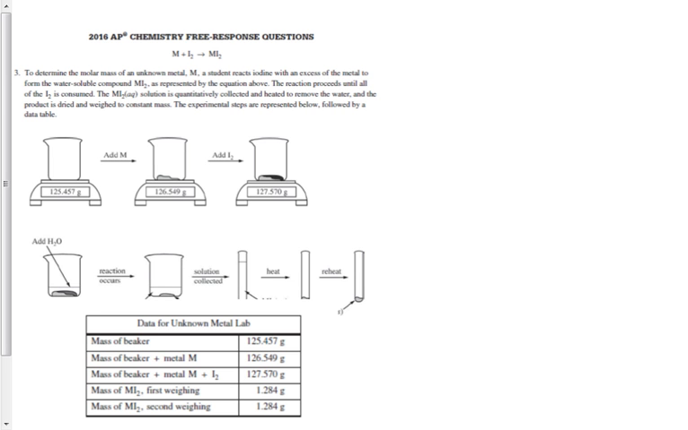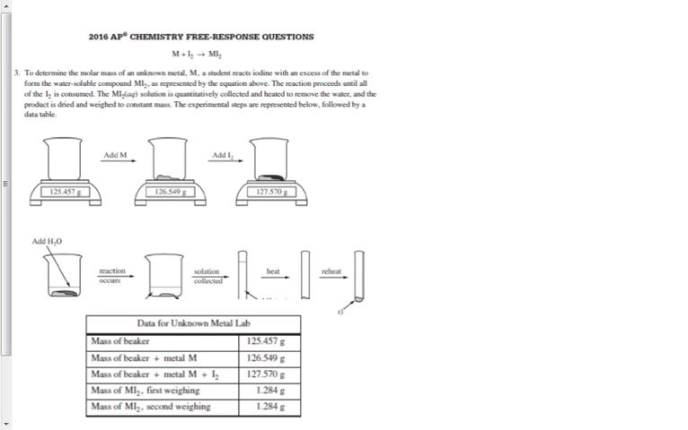So here we go. Got M plus I2 makes MI2. Determine the molar mass of an unknown metal. A student reacts iodine with excess of the metal to form water-soluble compound MI2, as represented by the equation above. The reaction proceeds until all the I2 is consumed. So you keep going until all the I2 is consumed. What that tells me, by the way, is that that's a perfect reaction then. You go as far as you can.